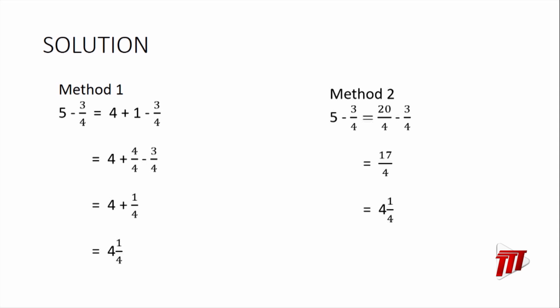So what we're showing you is there are different ways of solving the same question. Your strategy would be different, but again, you could double check your answer. 4 1/4, if you add back your 3 quarters, we would get back the whole 5. So we are sure that the answer is correct.